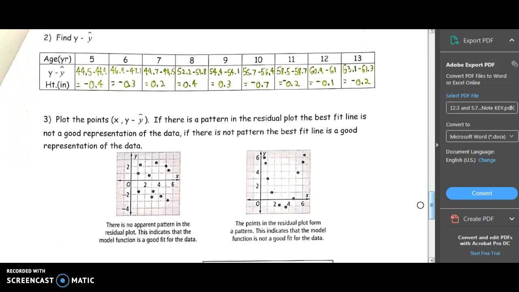So for our residual plot, we're going to take the points. So x is still age. And again, y minus y hat, that's the table we just filled out at the top. That's going to be what we're plotting as a y value. So what we're looking for now is if there's a pattern in our residual plot that we make, the best fit line is not going to be a good representation of the data because it means we made some kind of consistent error. If there's not a pattern, the best fit line is a good representation, just because we have no clear pattern, no kind of clear mistakes that we're making.